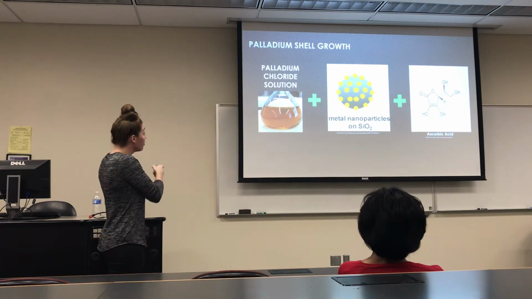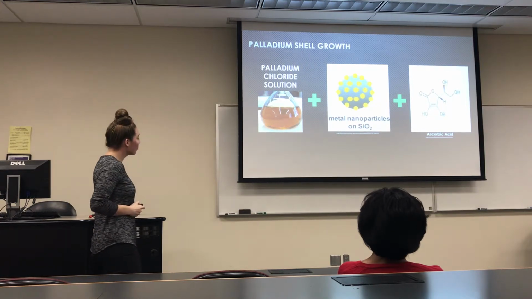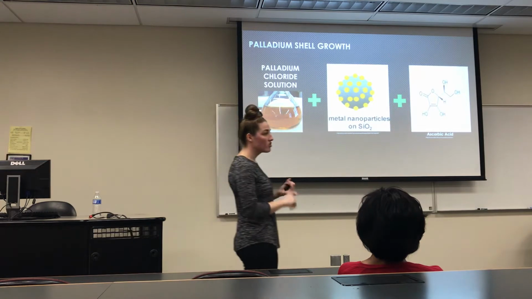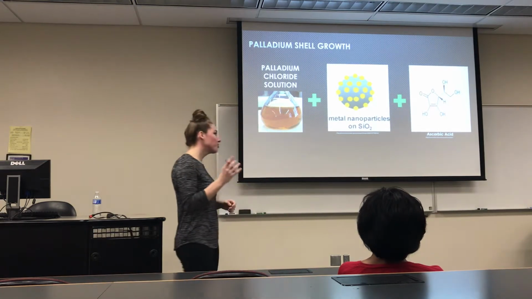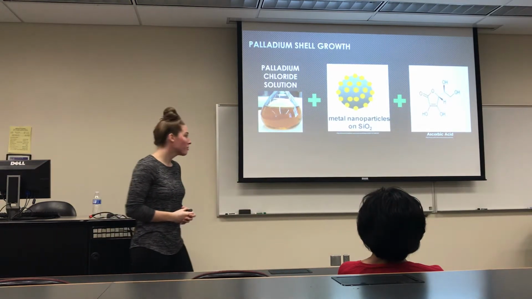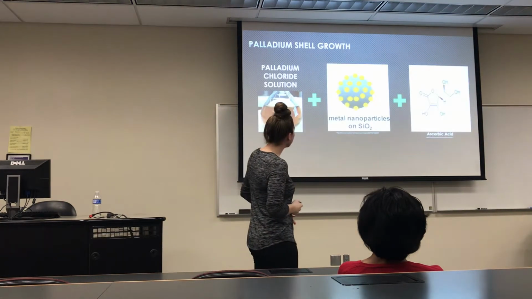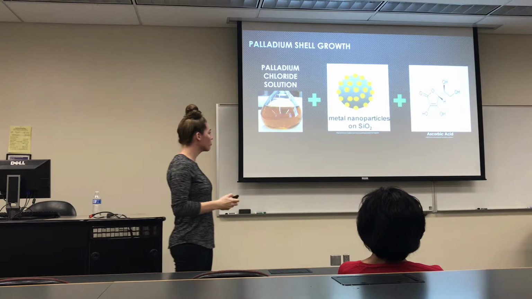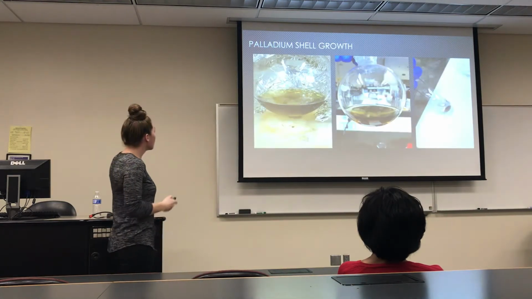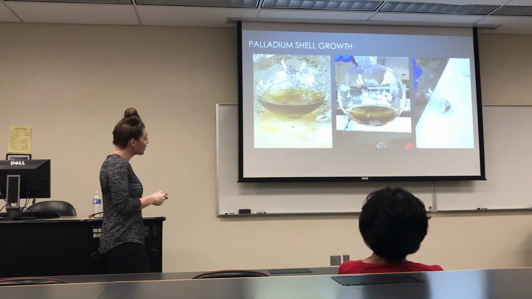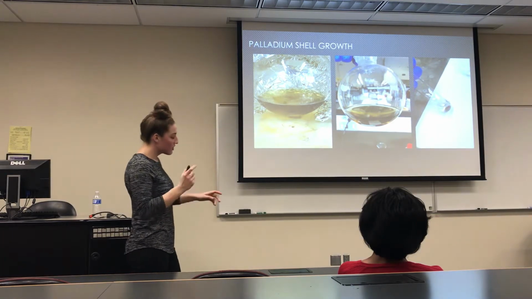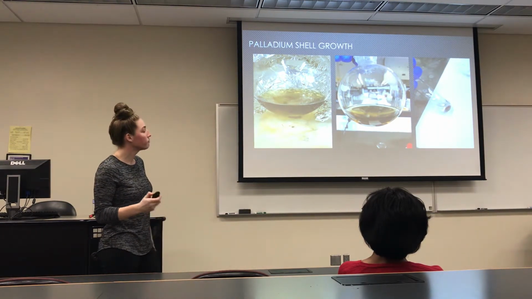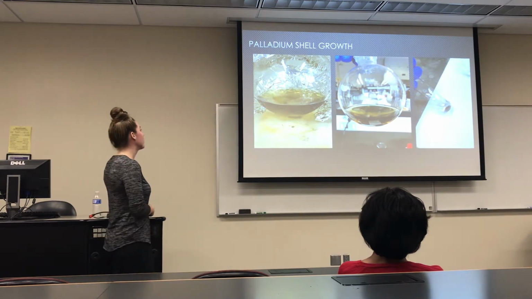To do this, I had a palladium chloride solution, and I combined it with the gold seed. I tried to do a palladium seed, however, it was a complete failure. So I decided to use the gold seed and then reduce it with ascorbic acid. What we ended up with was a solution that looks like this, that was black. When I centrifuged it down, I got this nice black solid, which was indicative of palladium shell formation.